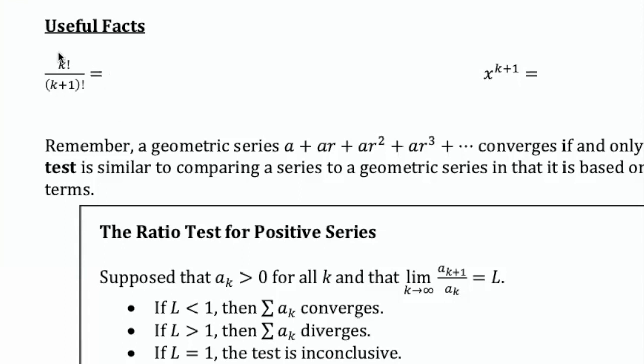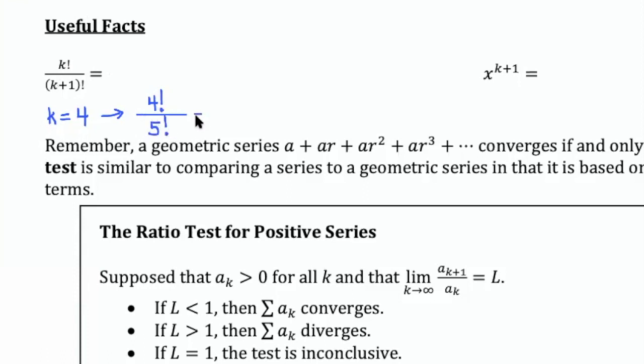So the first fact we have here is, what is k factorial divided by k plus 1 factorial equal to? Let's do a numerical example first. Suppose k is the number 4. In that instance, we would have the expression 4 factorial over, and then k plus 1 factorial would be 4 plus 1, or 5 factorial.